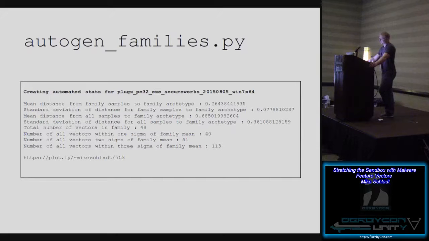And then the next thing it does is give you a little bit of a sanity check. It tells you that there are 48 vectors that belong to that family that can basically be defined by that label. The number of vectors within one standard deviation is 40. The number between one and two standard deviations is 51, and within 3 standard deviations is 113. So what you can see is that somewhere between 1 and 2 standard deviations away, you actually get all of those vectors. And you can drill down to make sure that those are actually catching the ones that you think they're catching. And they are, for the most part. There's a couple outliers, and we'll go into that.